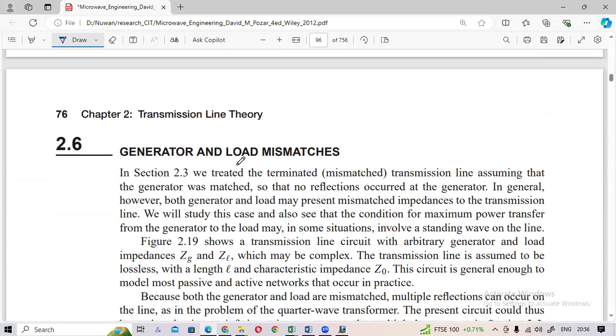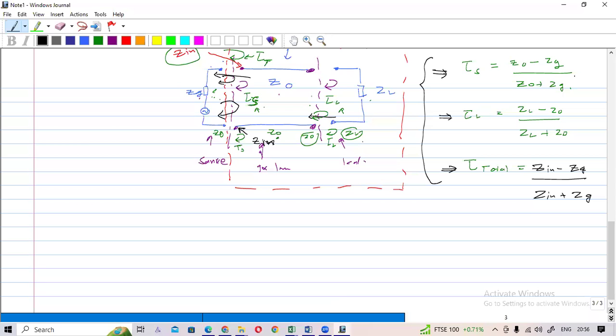Generator and load mismatch. Actually, we are talking about this, no? We have a generator and we have a load, and a transmission line is also there. And these are not matched, okay? So there are some reflections. So if you consider this one, we will have two partial reflections and one overall reflection, okay?